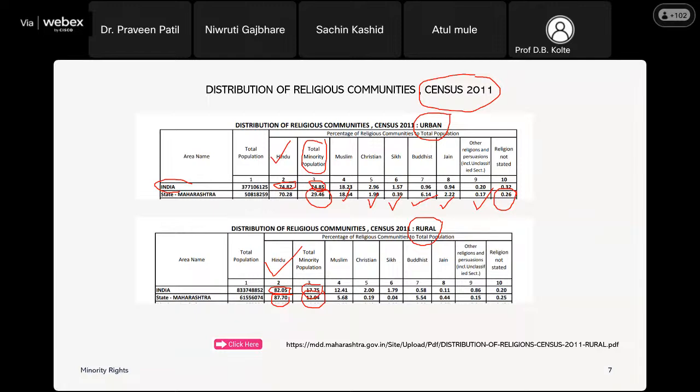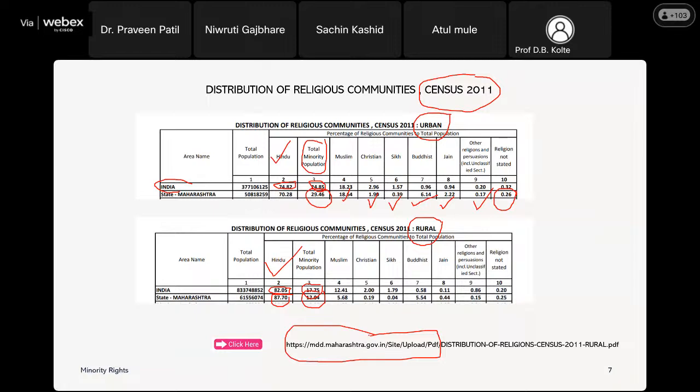As I said, this is a particular data which I have taken from the website, and therefore I have provided this link to you. The PPT will be subsequently shared to all of us. You can click and you can verify this particular data.